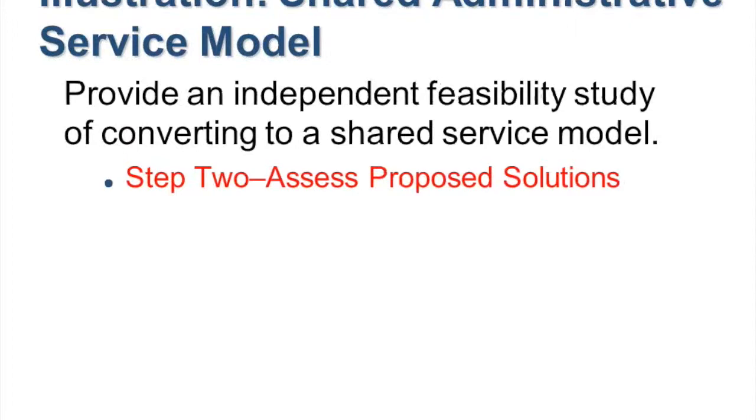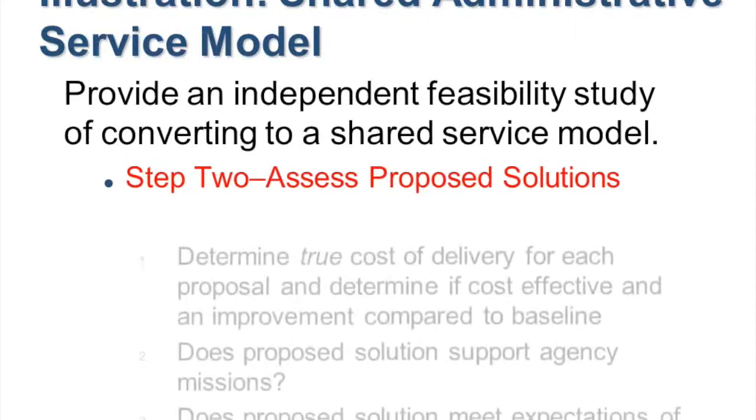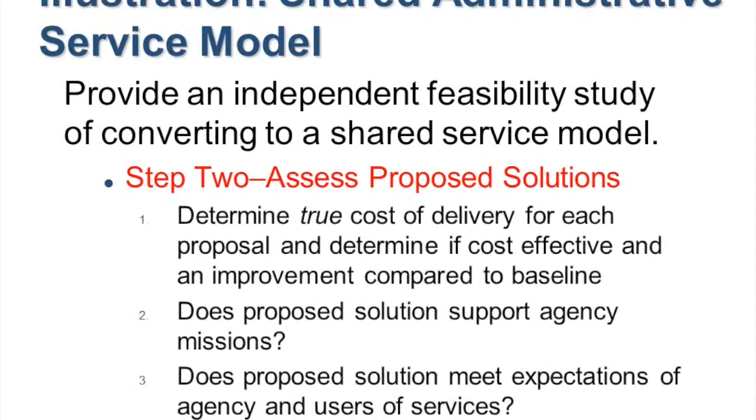Then finally, step 2, provide an independent feasibility study of converting to the shared model. We would want to obviously assess the solutions. Again, once these solutions start coming in, determine the true cost of these potential solutions. Does any of these solutions violate our agency goals and missions? And do the proposed solutions meet the expectations that we just articulated earlier? Those are things that we might consider in whether or not this particular change in structure made some sense.